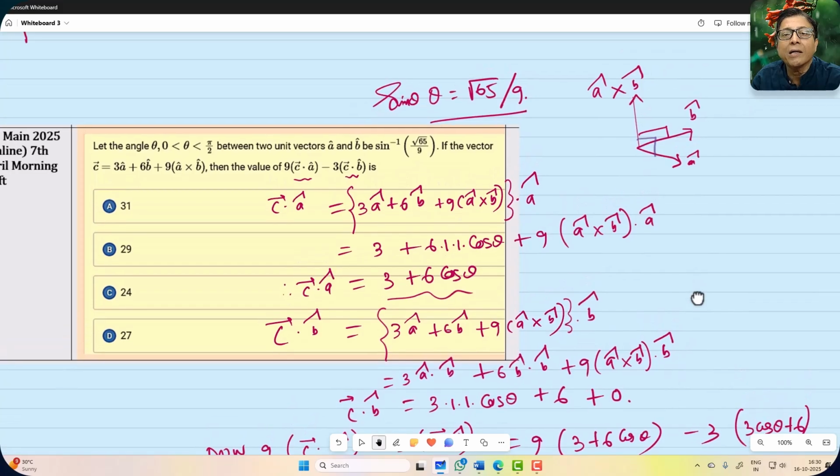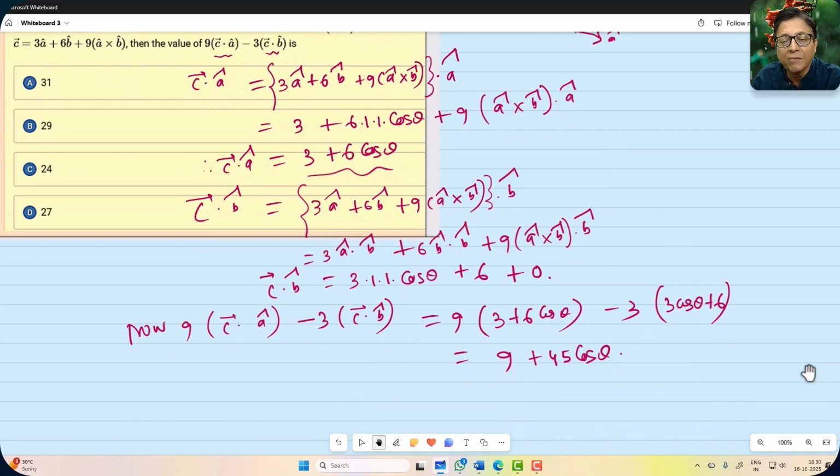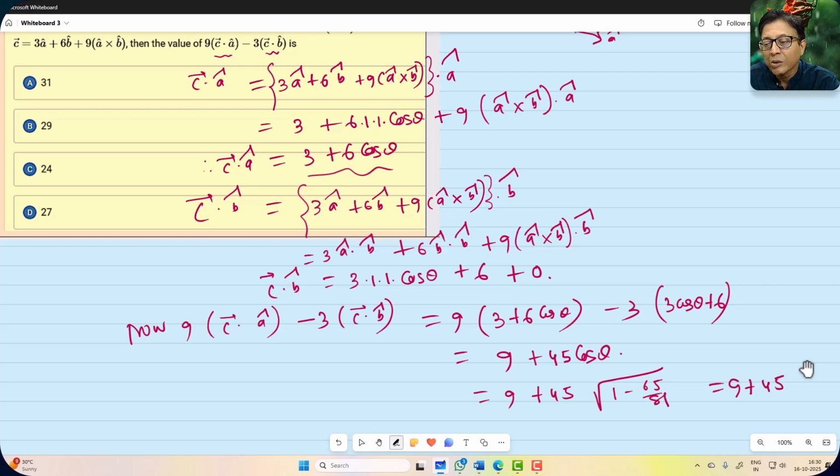Now sin theta value is there. Sin theta is root 65 by 9. So cos theta is going to be what? Under root 1 minus 65 by 81. So 9 plus 45 into root of 81 minus 65, 16 by 81, that is 4 by 9. So this is going to be 9 plus 20. This is 29. Part B is the correct option. Okay.